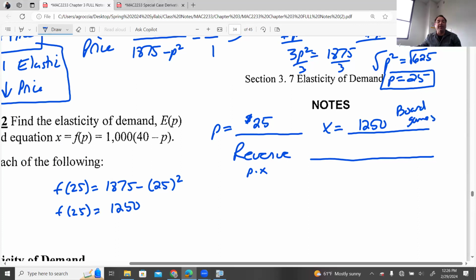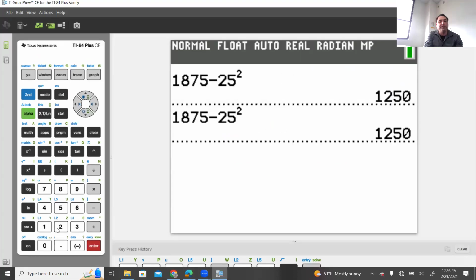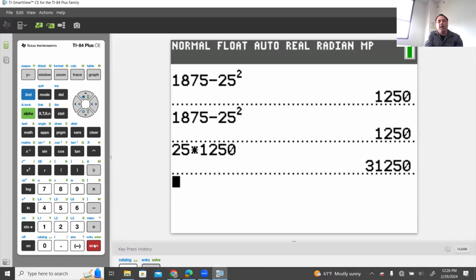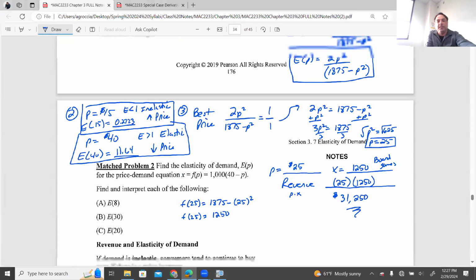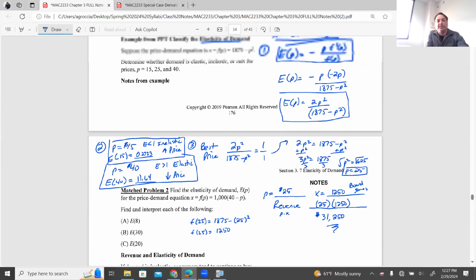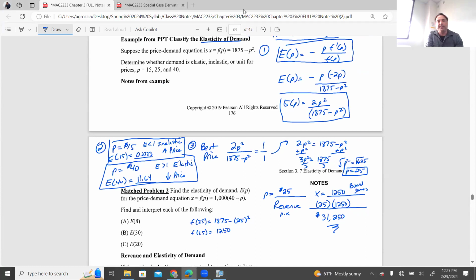Okay, and then to find revenue, we just have to take the 25 times the 1,250 because each one we're selling for $25. And if we sell 1,250 of them, we will have a maximum revenue of $31,250. And again, all this can be written up in a sentence. But look at it from top to bottom. Make sure every piece, every part of that makes sense.